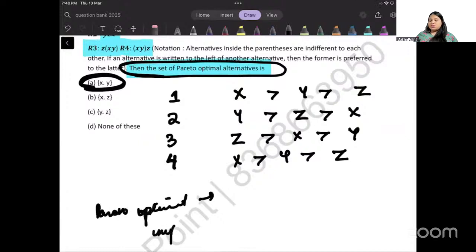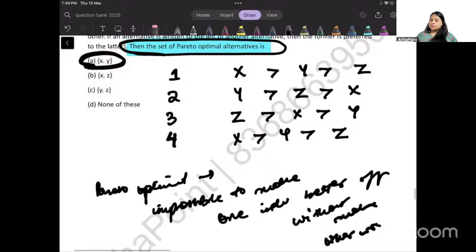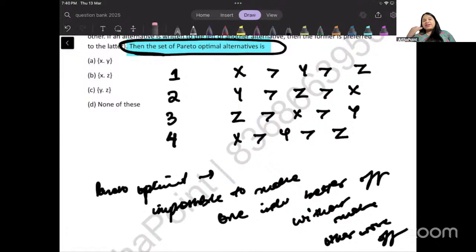In which it is impossible to make one individual better off without making the other worse off. हमें कुछ ऐसा चूज करना है कि हम किसी एक को बेटर करने के लिए दूसरे की यूटिलिटी को डिक्रीज न करें. ठीक है. So which of the following is the set of Pareto optimal alternatives, that is what we have to decide. The correct answer to this question will be answer number C. YZ.